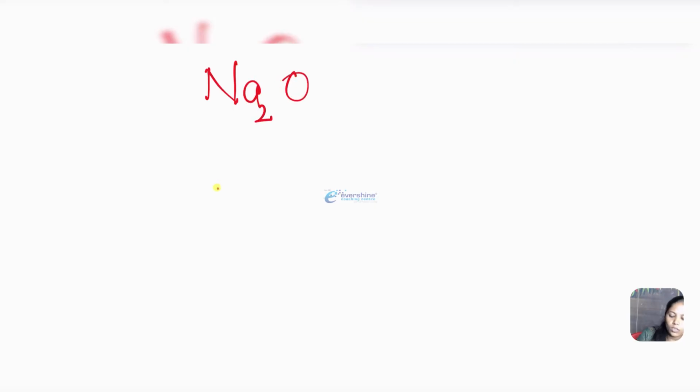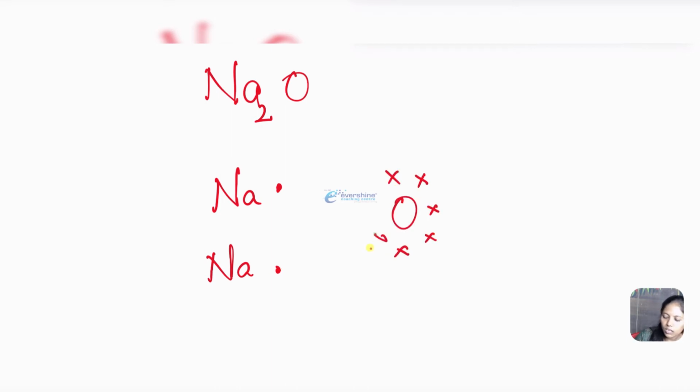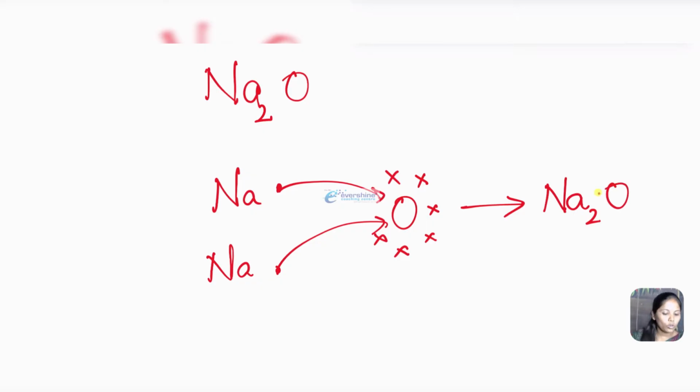And then they'll ask you how sodium oxide is formed. We know the sodium oxide formula is Na2O. For 2 sodium, you should write that sodium has 1 electron and oxygen has 6 electrons in the last shell. So oxygen receives 2 electrons, one from each sodium, and forms Na2O. This is how sodium oxide is formed.